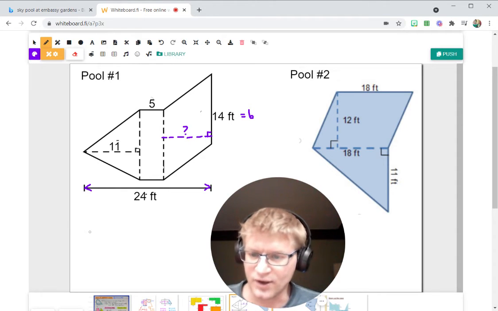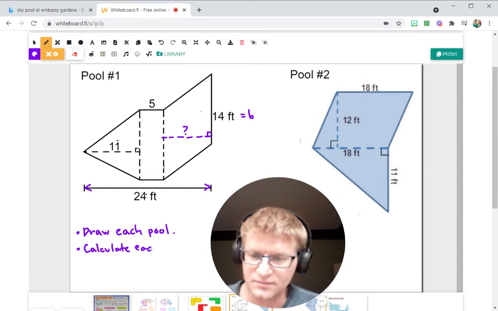I want the drawings, so you have to draw each one. These are notebook problems, in your notebook. Draw each pool. You can trace it if you want. Next thing I need is to calculate each area. Calculate the area and show what you did. Break it down. Calculate each area. And that's all the parts.